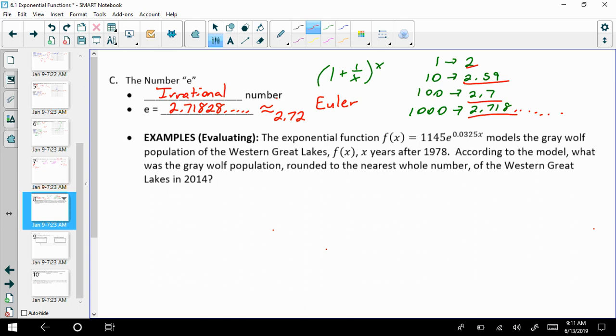The exponential function, and then they give me the function, models the gray wolf population of the Western Great Lakes X years after 1978. According to the model, what was the gray wolf population rounded to the nearest whole number in 2014? So I'm going to take my function, but I don't want to substitute 2014 in because it told me I'm dealing with X years after 1978. So first we need to subtract 2014 minus 1978. I need to figure out how many years have passed. And it turns out it's been 36 years. So that's what I want to substitute in.